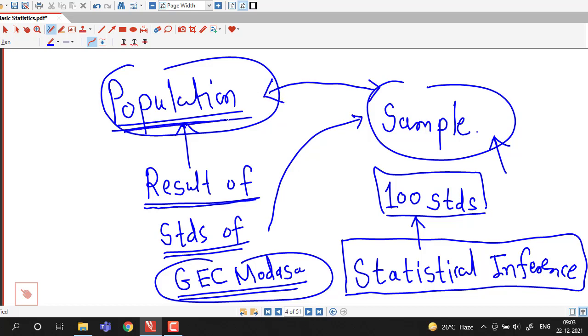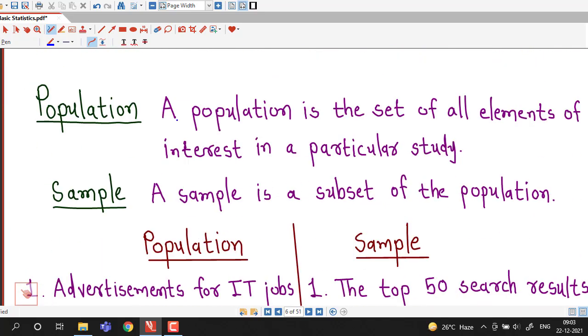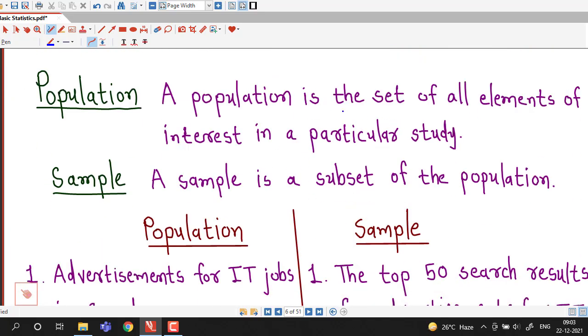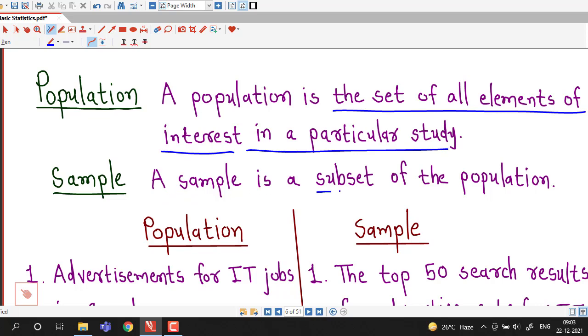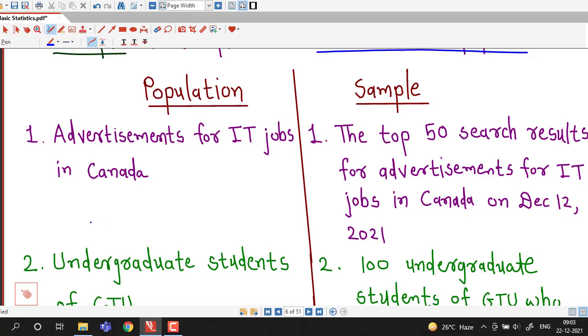Population contains all the elements under study. Sample is a subset of population, a small group of members or elements. Population contains all the members under study. Here I have written the definition of population and sample. A population is the set of all elements of interest in a particular study, and a sample is any subset of the population. And these are the different examples of population and sample.